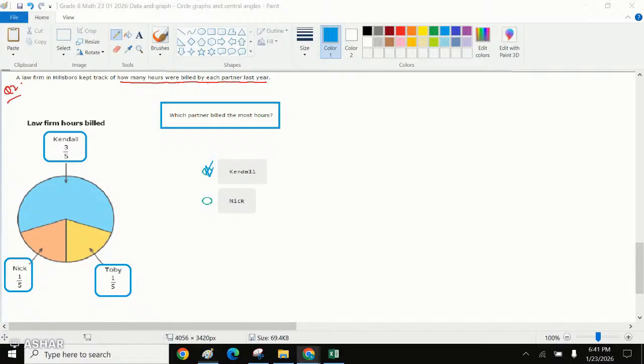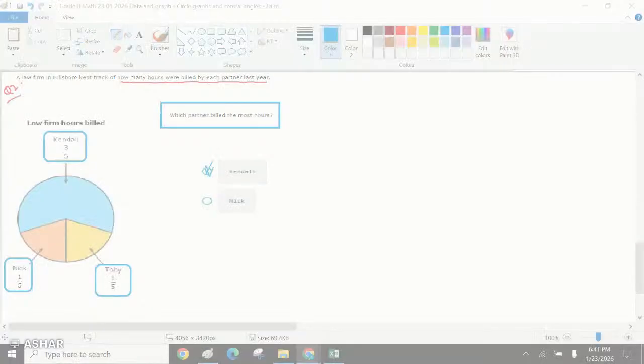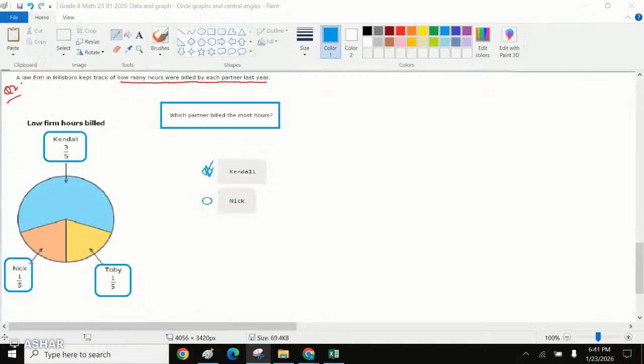Let's click on the screen. Let's say Kendall, and by chance, if we give an incorrect answer, the website would show us that it's incorrect and would give us the correct answer as well, right? So if we make an error, always wait for the explanation.